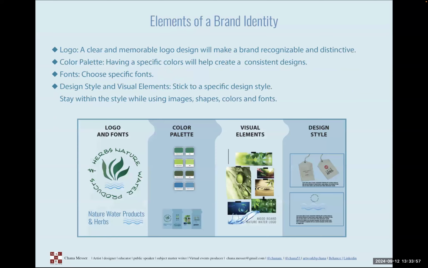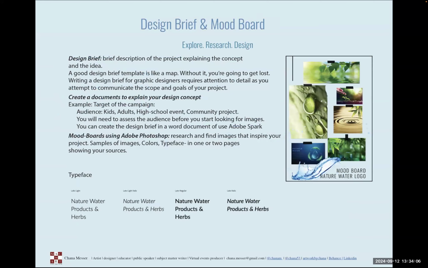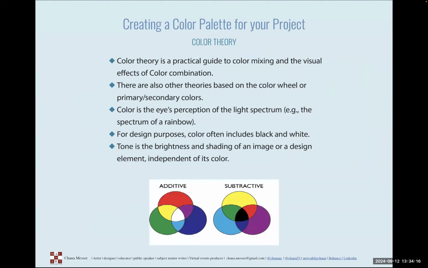And here I put in some ideas about elements of brand identity: the logo, the color panel, the visual element, and the design style, and basically working with a mood board, exploring and researching your design before you dive into a project that you're doing. Of course, it's very important to work with the colors and to understand the difference between RGB and CMYK. CMYK is usually for print. RGB is for online and design.